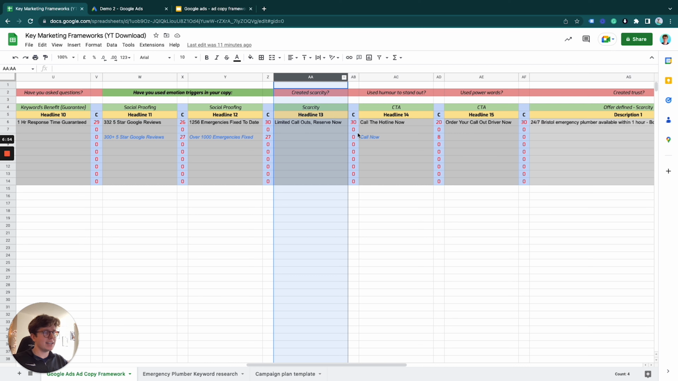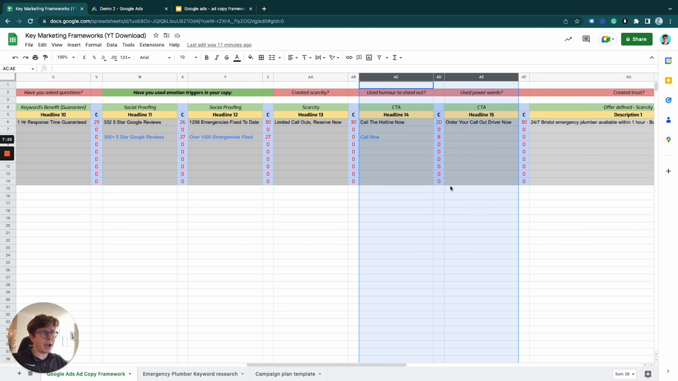Number 13, headline 13, talks about our scarcity. What I talked about here is we have limited callouts, reserve now. With headlines, you have 30 characters, so you need to be really inventive with the way you say certain things. And what I'm saying here, we have limited callout drivers, so reserve now to avoid disappointments. It's hard to cram it into 30 characters sometimes, so just need to dance around and think of a few different variations.